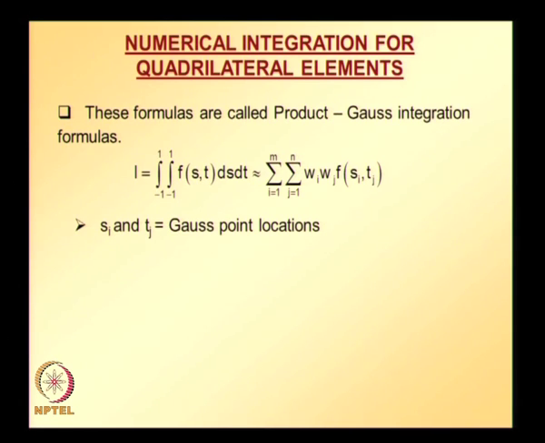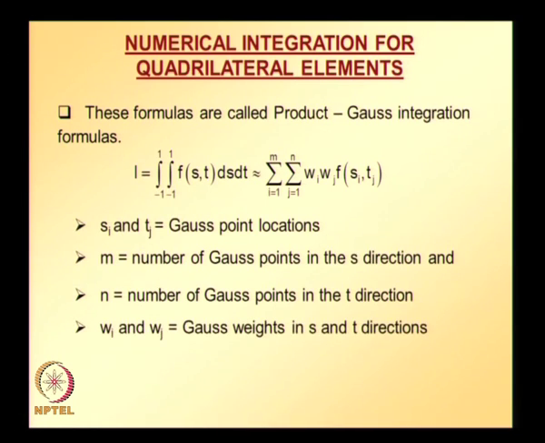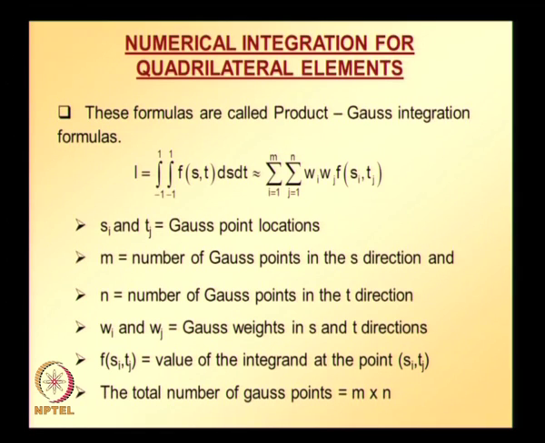So s_i and t_j are the locations of integration points, m is the number of integration points along the s direction, and n is the number of integration points along the t direction, and w_i and w_j are the weights along the s and t directions, and f(s_i, t_j) is the function value at the integration point. The total number of integration points is the number of integration points along the s direction times the number along the t direction, that is, m times n.